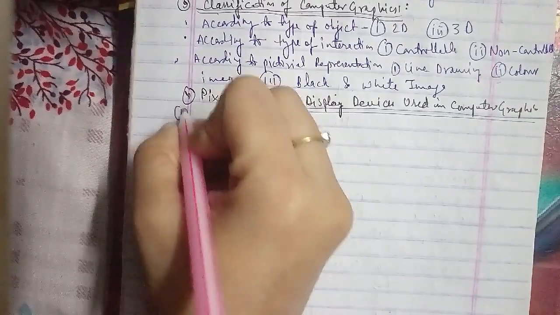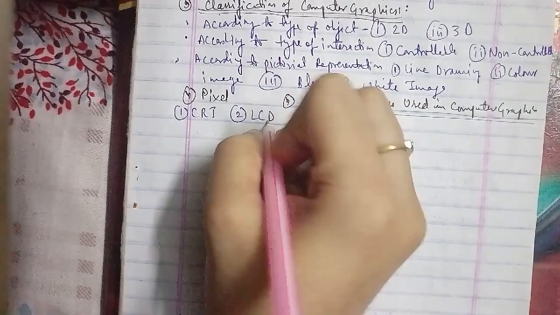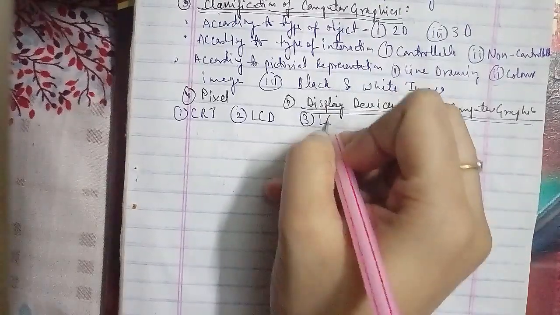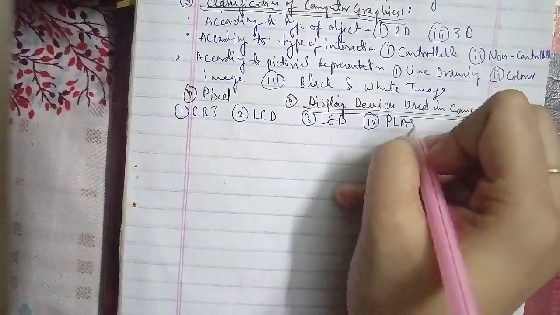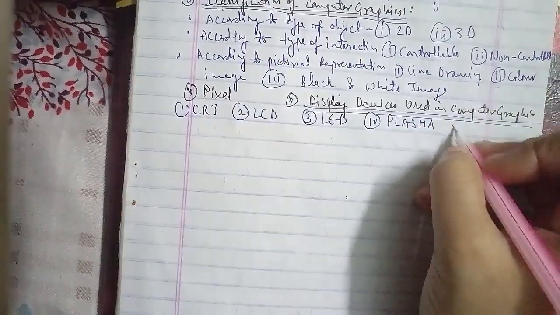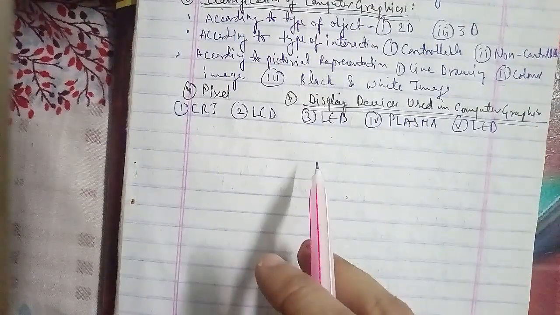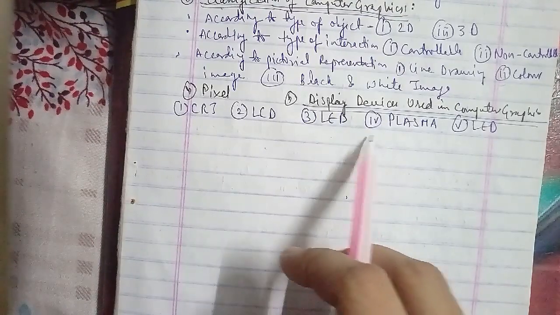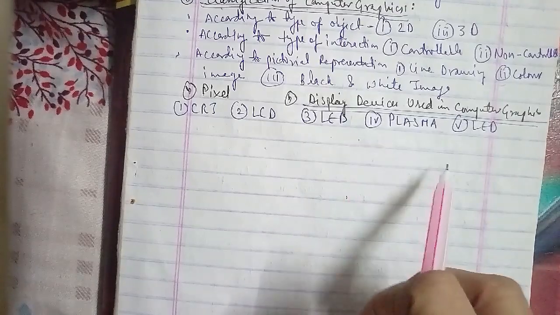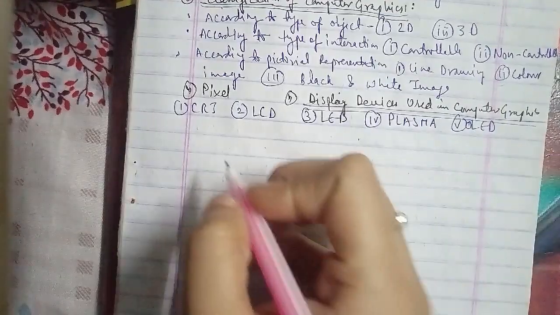Next we'll talk about another question: describe the random scan display, which has been asked for 2 marks in unit 1. The random scan display is a technique used for producing images on the CRT. The random scan CRT display directly traces out only the desired line on the CRT. It is also known as a vector scan display.